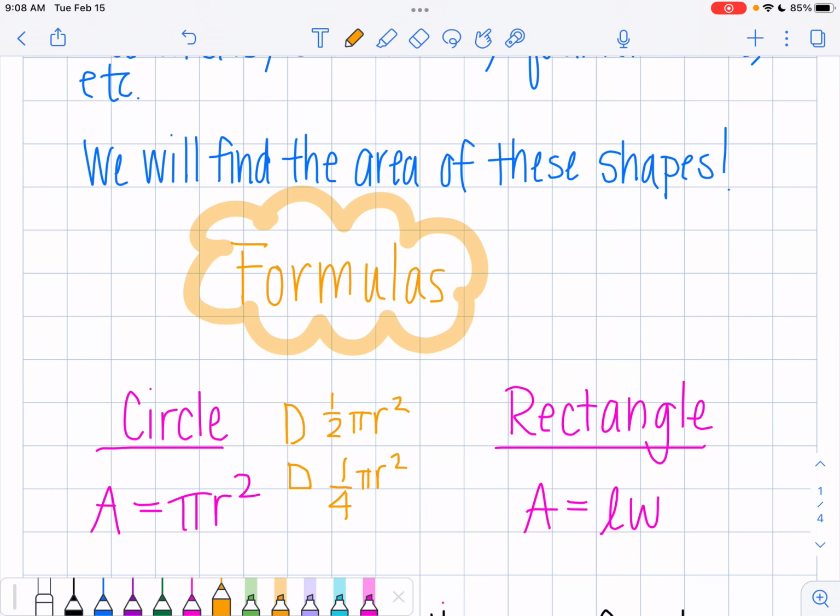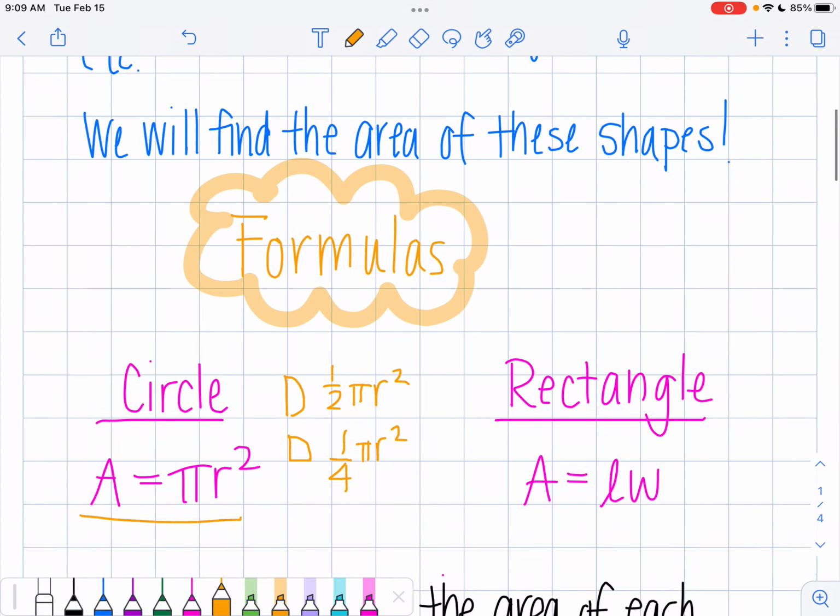So depending on the shape of the circle that you have, if you have a whole circle, you're going to use the whole circle formula, pi r squared. If you have a half a circle, you take that and you multiply it by 1/2. Or if you have a quarter of a circle, you're going to take that formula and multiply it by 1/4. And then we have our basic rectangle area, which is length times width. So I have 3 examples for you of different ways that we can combine circles and rectangles to get different composite shapes.